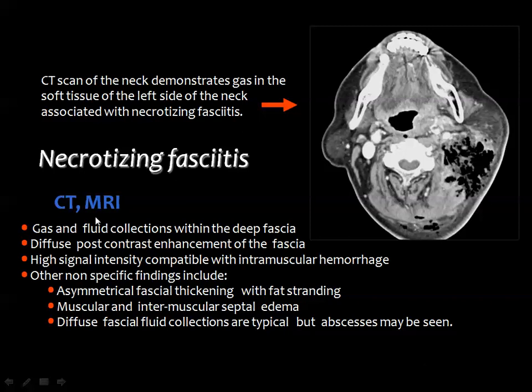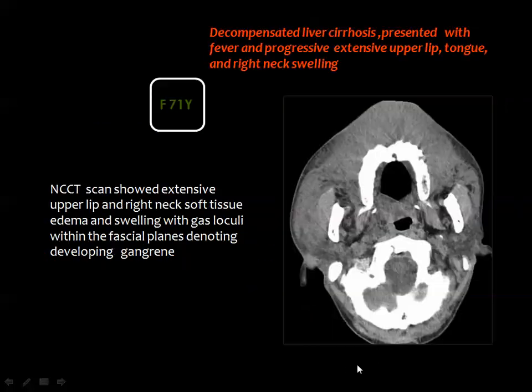Then the CT and the MRI of necrotizing fasciitis can show gas and fluid collections within the deep fascia, diffuse post-contrast enhancement secondary to inflammation, high signal intensity compatible with intramuscular hemorrhage, hemorrhagic areas, and asymmetrical fascial thickening, like you can see here, muscular and intermuscular septal edema with obliteration of the fat planes between the muscles, and fluid collections which may be due to abscesses in the involved area.